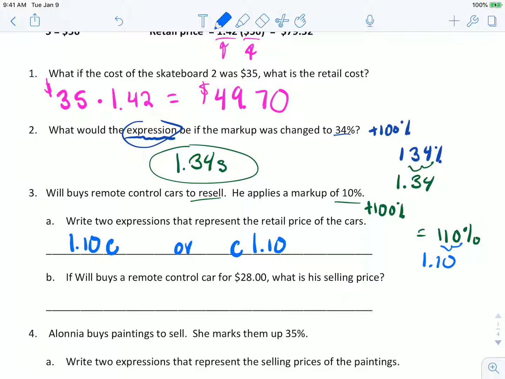Tons of different ways you could do it. In math, when things are crunched up together, that means multiply. You could do it with parentheses if you'd rather. You could do it with a dot for multiplying. So it's the cost of the remote control cars times 110%, which as a decimal is 1.10.